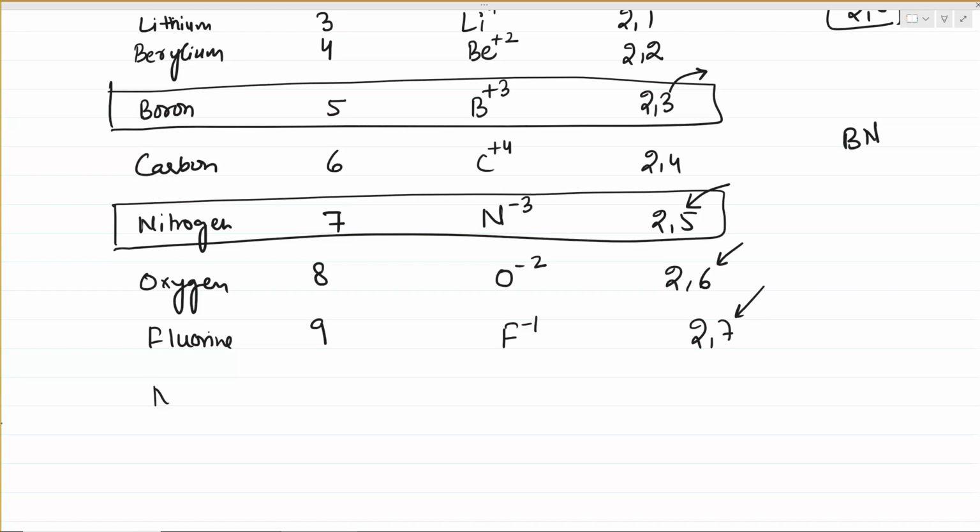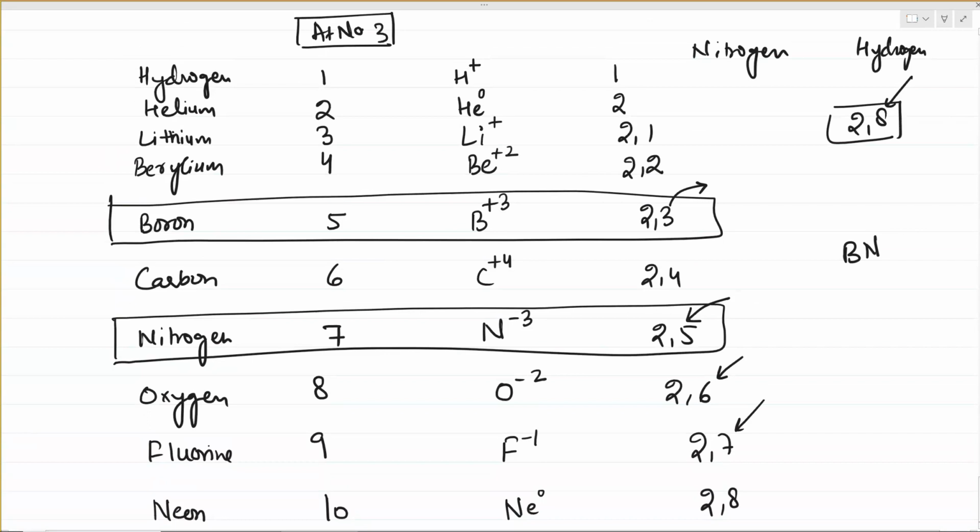Now the next we have neon. Neon has atomic number 10. Its electronic configuration is 2, 8. Now it's completely filled. Now it will not gain any electron, nor will it lose an electron. So in that case, the neon is going to have 0 valency. It will not have any charge. Similarly, helium and neon are also going to have 0 valency.